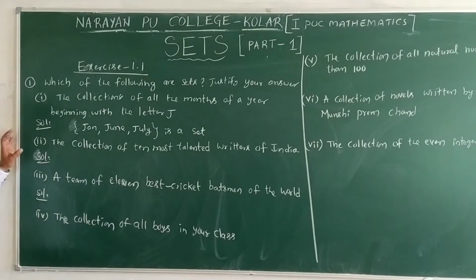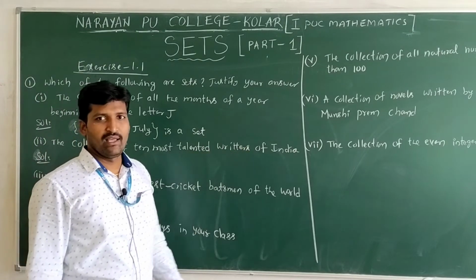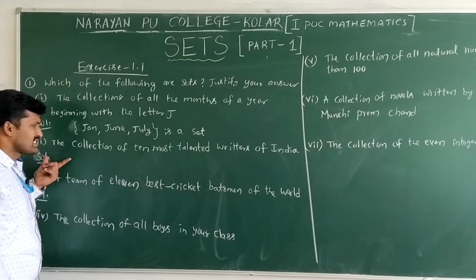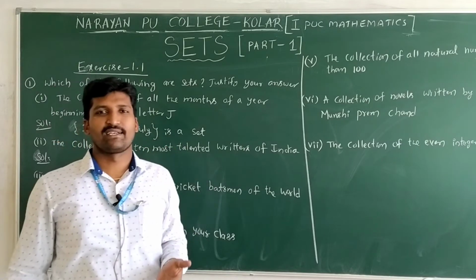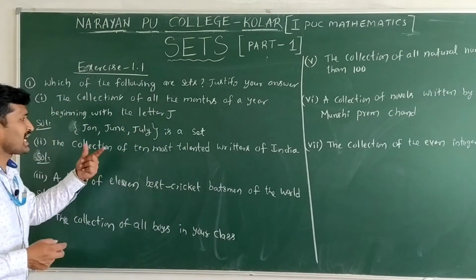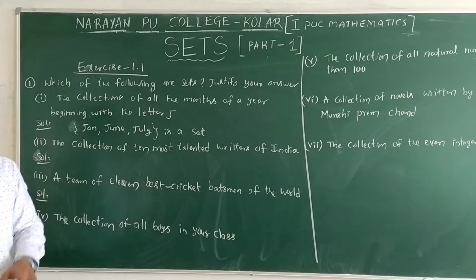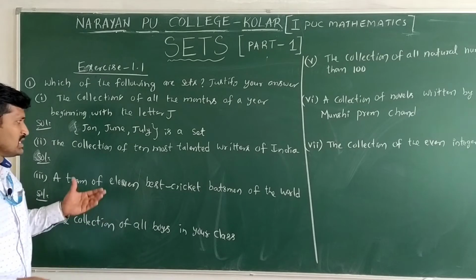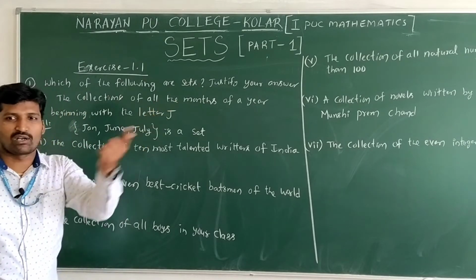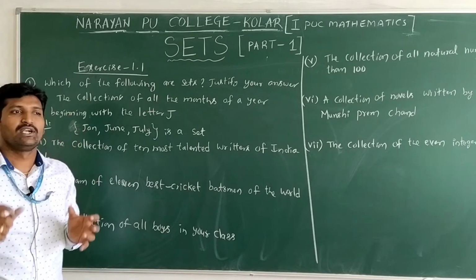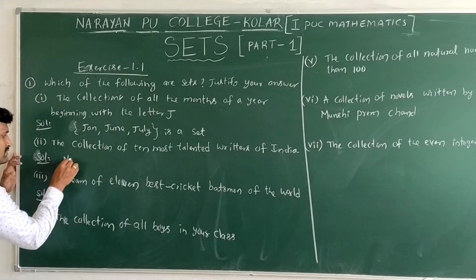Coming to the next, second question: the collection of 10 most talented writers of India. What is the given statement? Collection of 10 most talented writers of India. This is not a set. What is the reason? For the most talented writers of India, the opinion will change from person to person. It's not always well defined. One person may like one writer, but another person may not like that writer and, according to his knowledge, he is not a talented writer. That's why this is not a set.